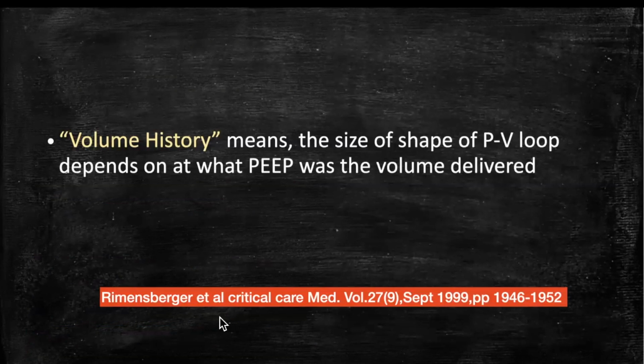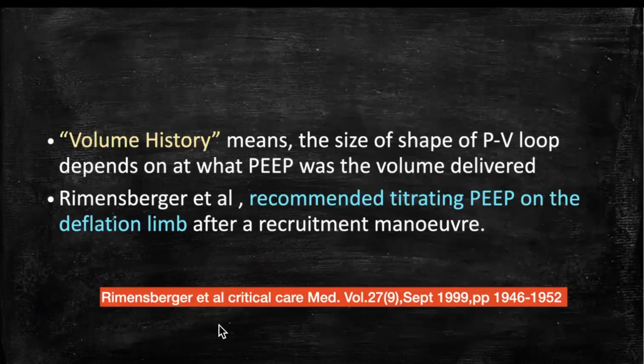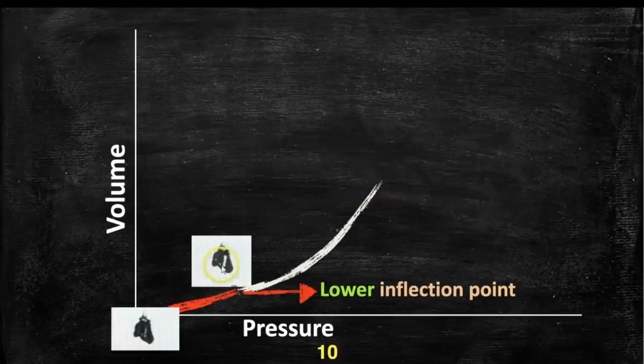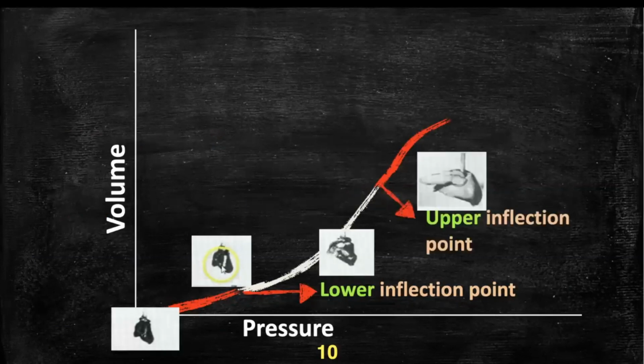So this is volume history, and based upon this experiment, they also recommended that we should ideally titrate PEEP on the expiratory part of the PV loop and not on the inspiratory part of the PV loop. So what basically this means is, when we are titrating the positive end expiratory pressure during inspiration, as we go on increasing the PEEP, the lung goes on expanding. So you have lower inflection point, upper inflection point, and at total lung capacity, an over expanded lung.